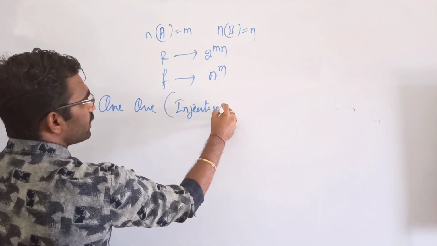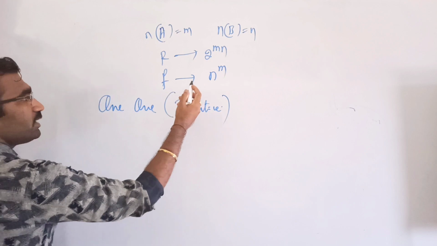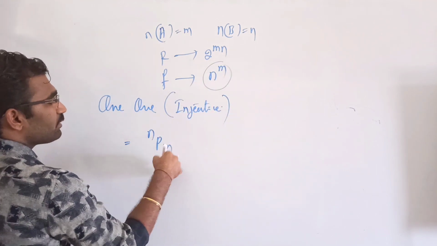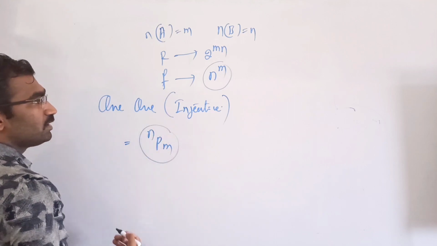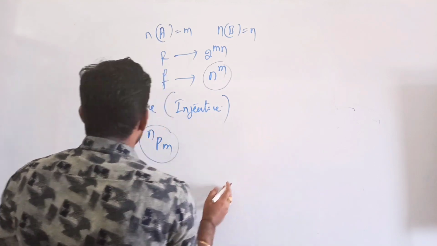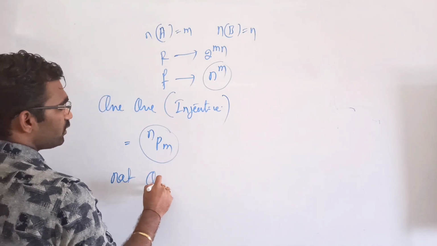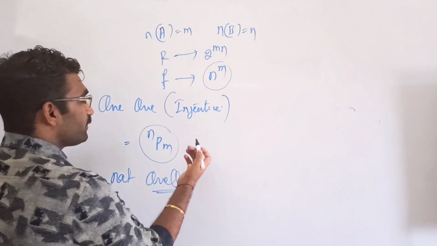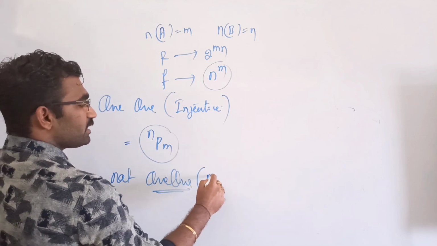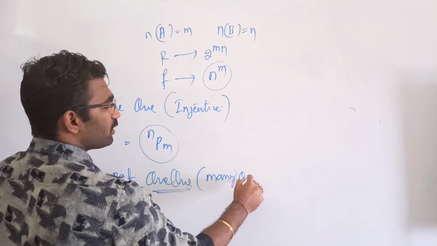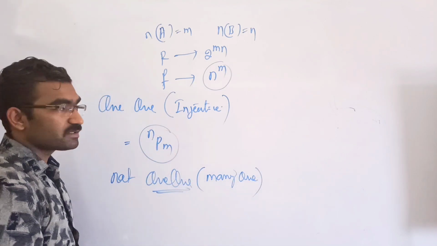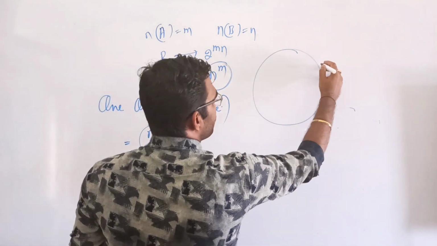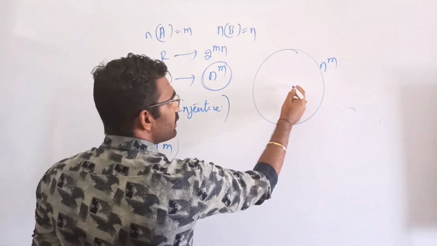So, the number of injective functions. Already we know that these many functions are there. In that, how many will be one-one: nPm. Here I am going to discuss not one-one functions, or not injective functions, also called many-one functions. So the number of many-one functions or not one-one functions: already we know the total number of functions is n raised to m.